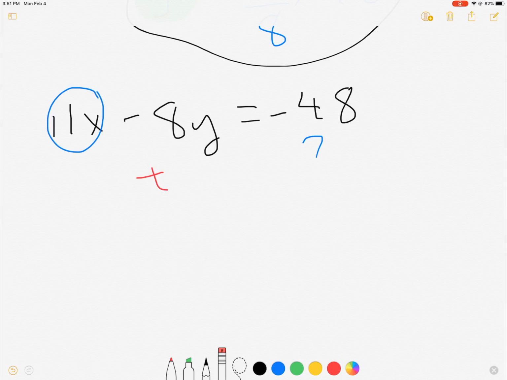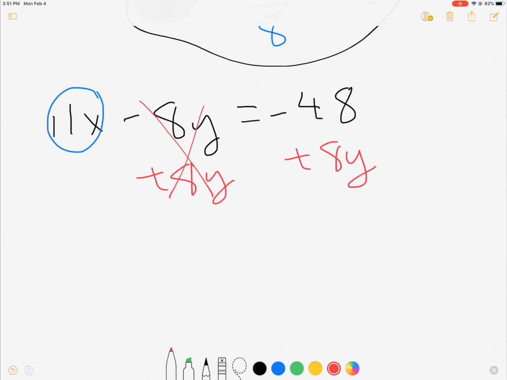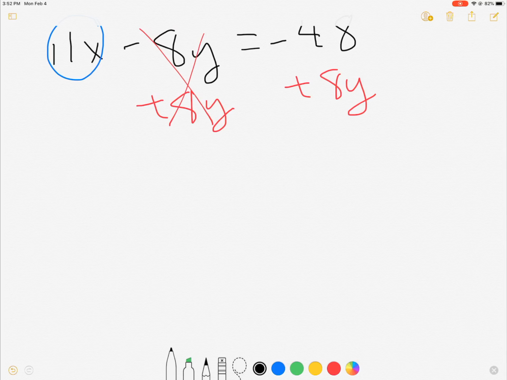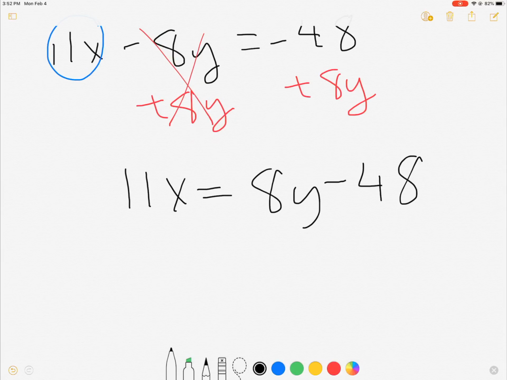Let me erase this. You see how it's kind of difficult to write with a finger. Add 8y on both sides. Add 8y on both sides. Okay, so now that's gone. So we rewrite the whole equation as 11x equals 8y minus 48. That looks pretty good.